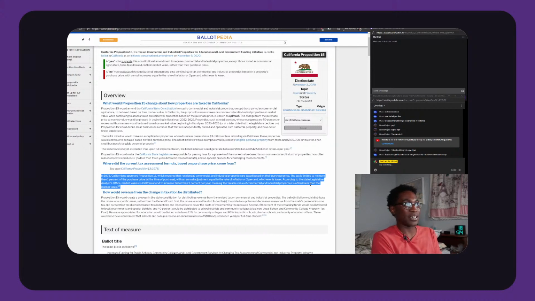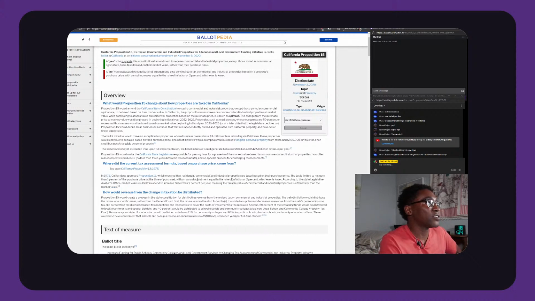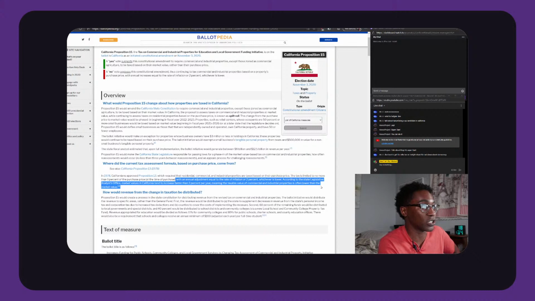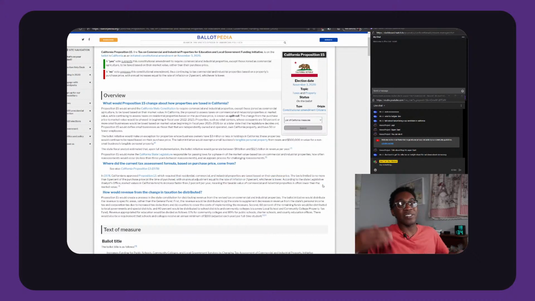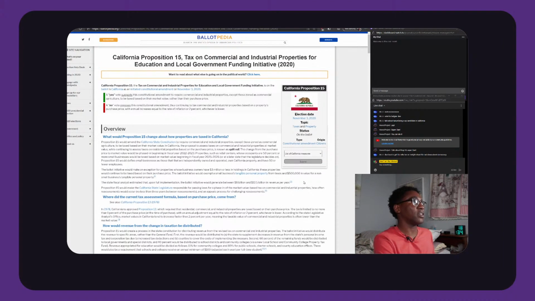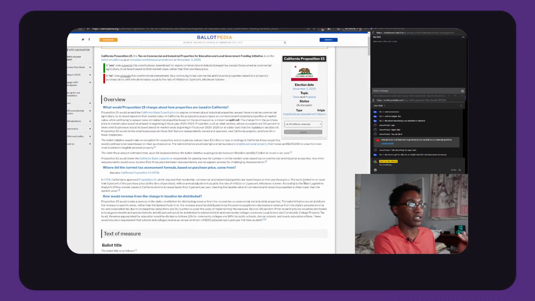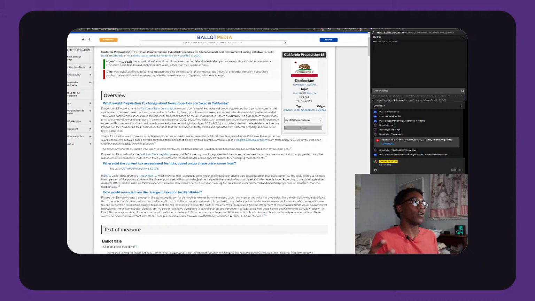was really popular because it said that the tax is limited to no more than 1% of the purchase price at time of purchase, with an annual adjustment equal to the rate of inflation or 2%, whichever is lower. So the residential, commercial, and industrial property tax that you pay would be capped at its 1978-ish level, essentially, and it couldn't grow too much over time.